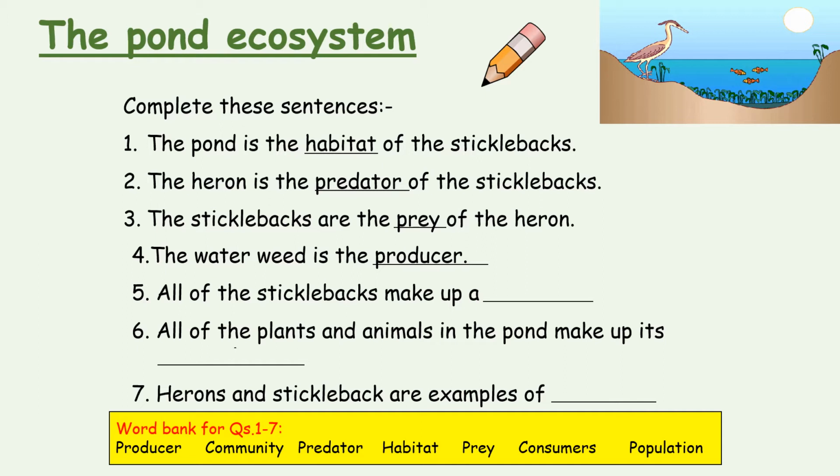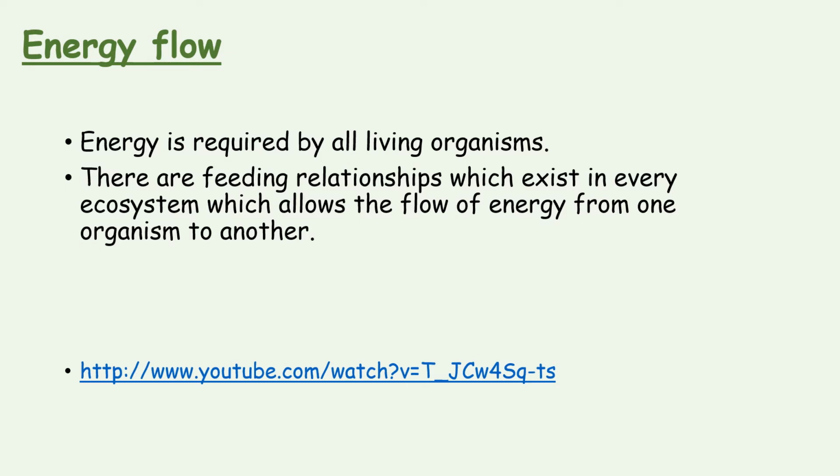All of the sticklebacks make up a population. All of the plants and animals in the pond make up a community, which is all the living things. And herons and sticklebacks are examples of consumers, so an animal which gets its energy from other living things. Well done if you managed to get all of them correct. If not, then you need to go back and watch the start of the video and also watch the ecosystem video. So how does energy flow in an ecosystem?